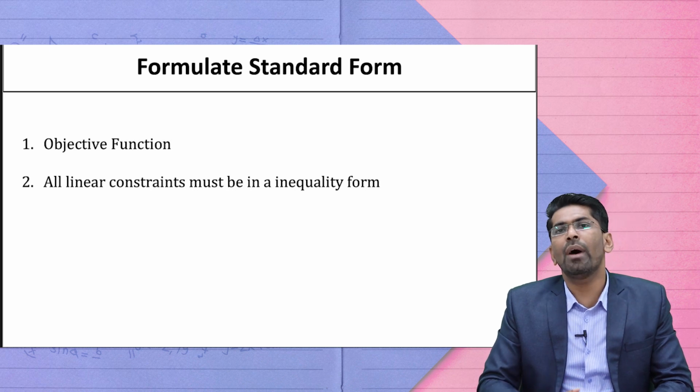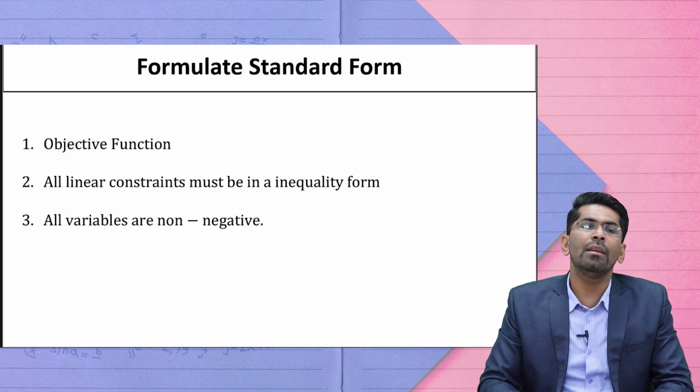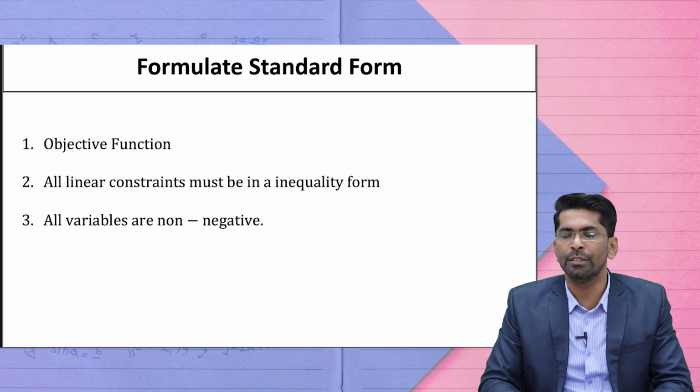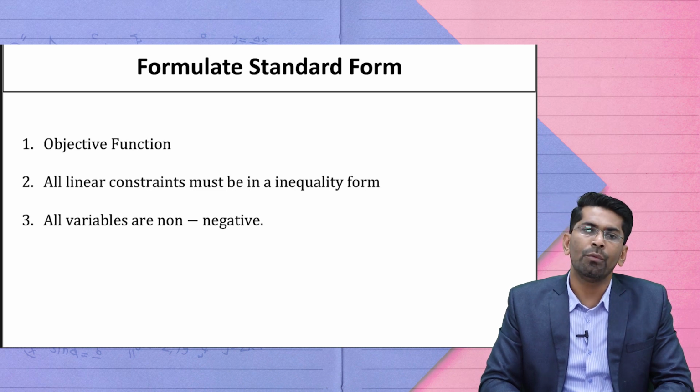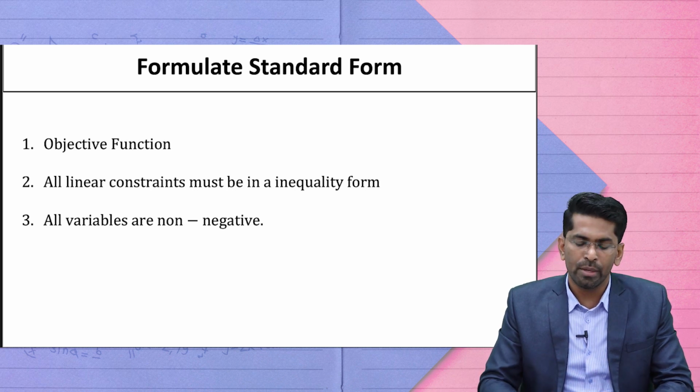Then after specifying our constraints, the third step is that all the variables are non-negative. That means our decision variables must be greater than or equal to 0. So, we need a non-negative value for all decision variables. This is the standard form of a linear programming problem.